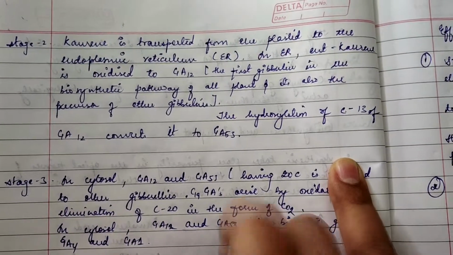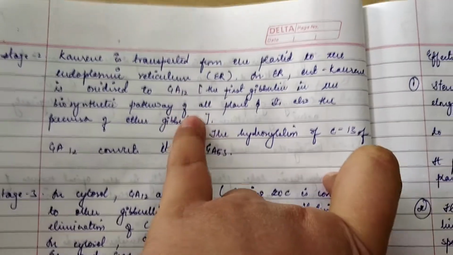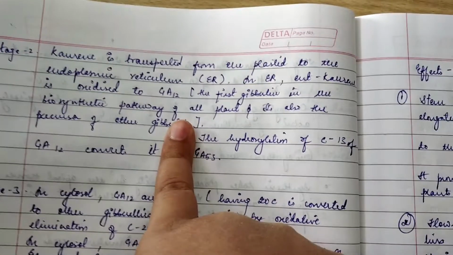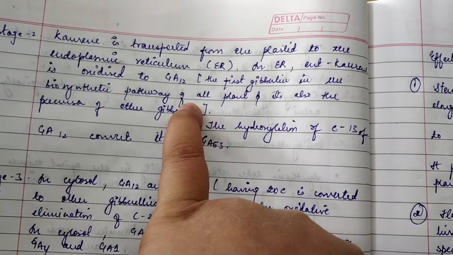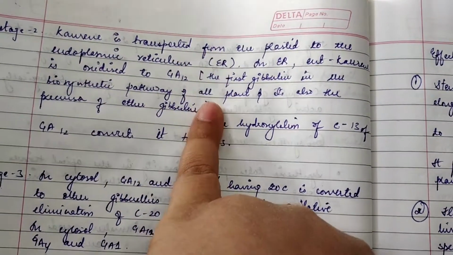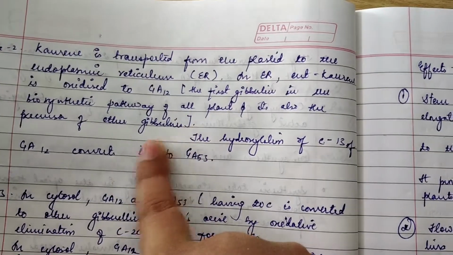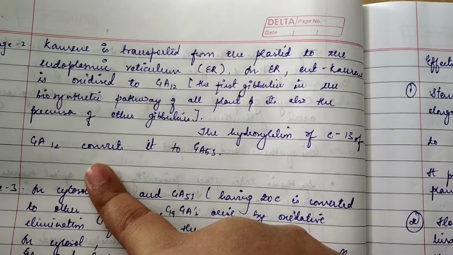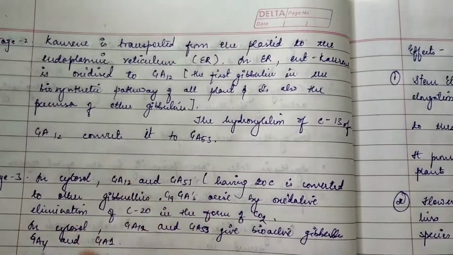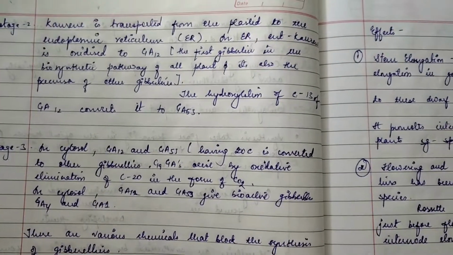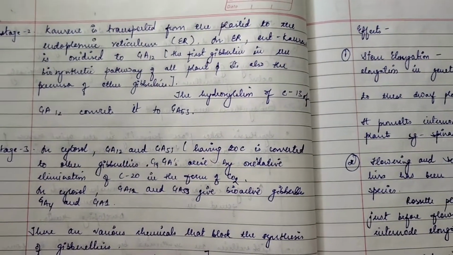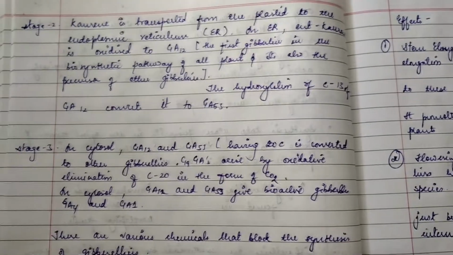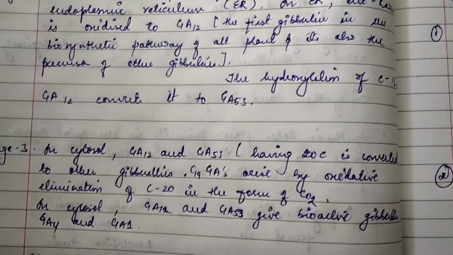That is, अब क्या होता है जब हमारा GA12 बन गया, तो उसमें क्या होता है, it is also the precursor of other gibberellins. अब क्या होता है जब GA12 बन गया तो उसकी hydroxylation हो जाती है carbon 13 की. अब वो GA12 is converted to GA53.